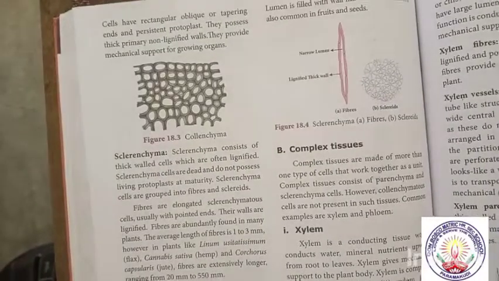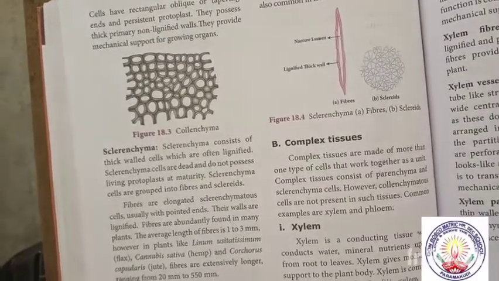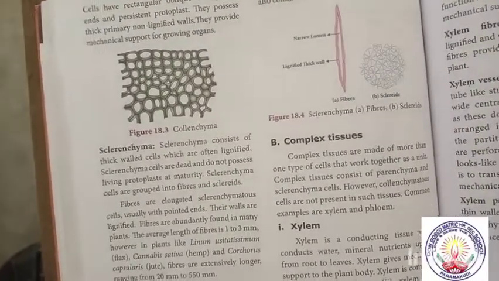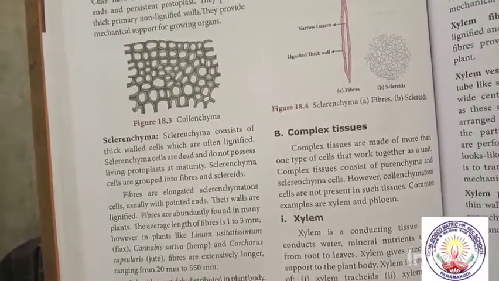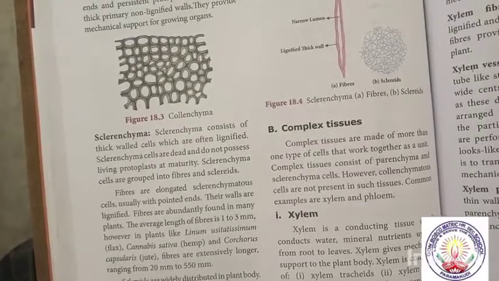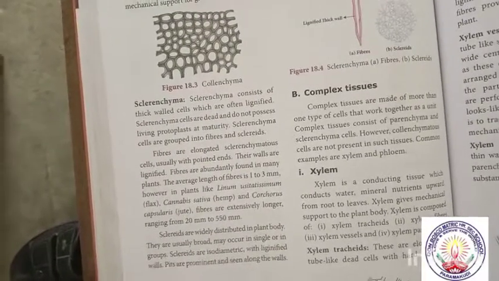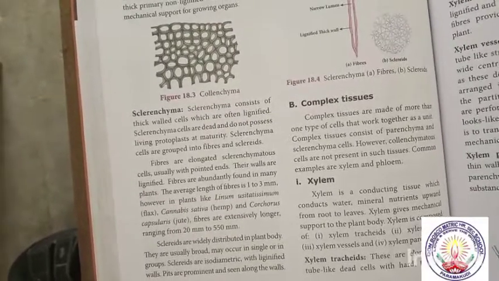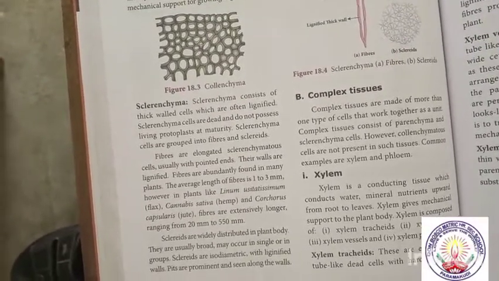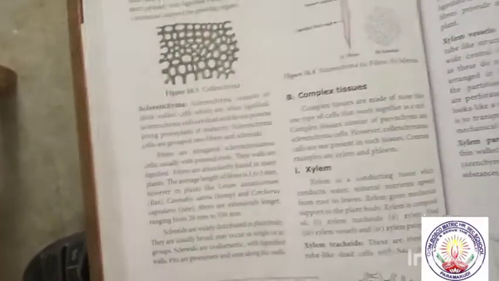Sclerenchyma consists of thick walled cells which are often lignified. Sclerenchyma cells are dead and do not possess living protoplasm at maturity. Sclerenchyma cells are grouped into fibers and sclereids. Fibers are elongated sclerenchymatous cells usually with pointed ends. Their walls are lignified. Fibers are abundantly found in many plants. The average length of fibers is 1 to 3 millimeters.